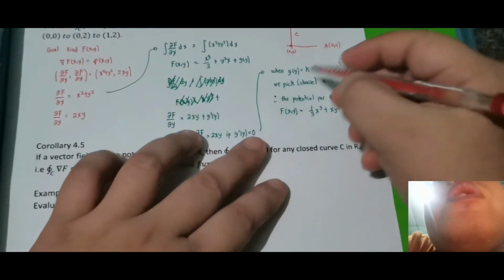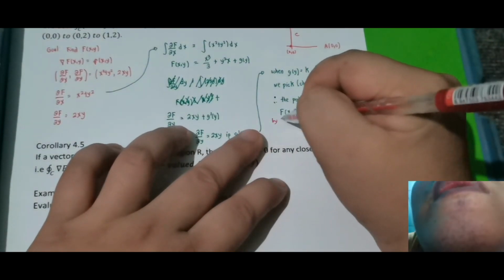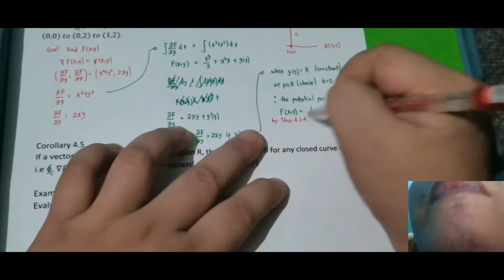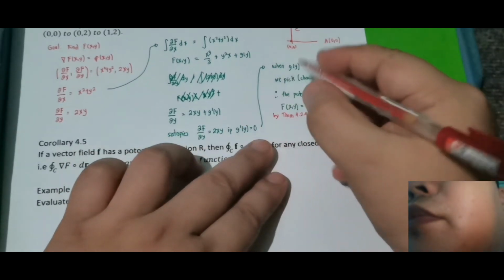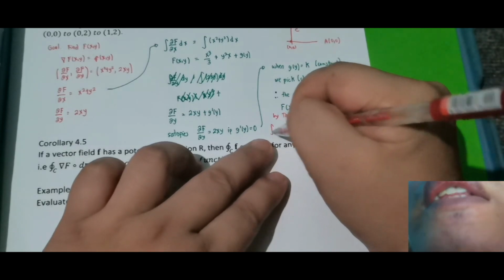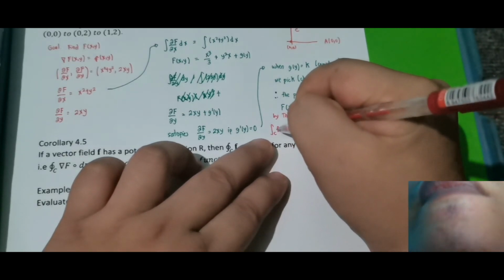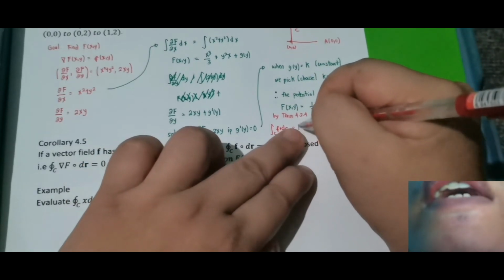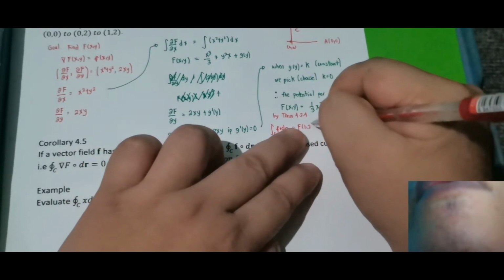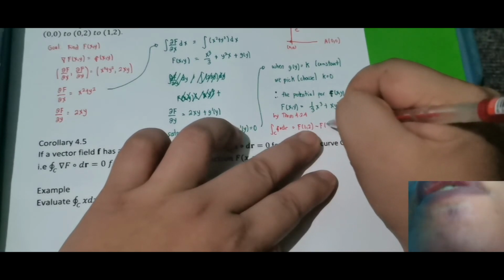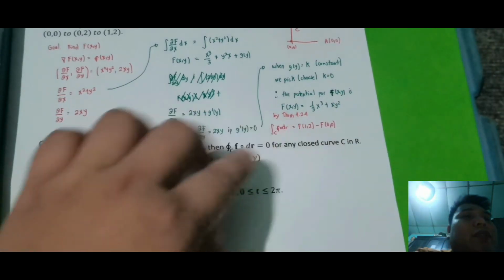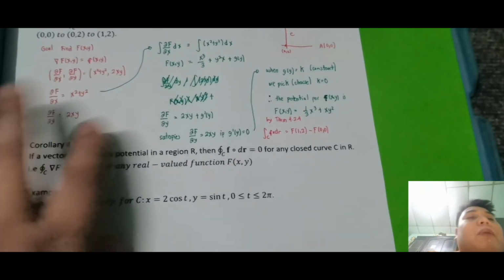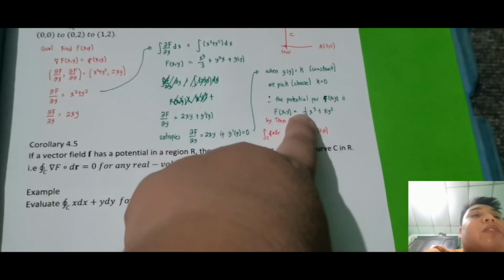Okay, so by theorem 4.2.4, yung line integral ng f dot dr is just equal sa f of 1, 2 minus f of 0, 0. Kasi ito yung f of b minus f of a. Ano yung value na yun? Anong gagawin? Papalitan ko lang.